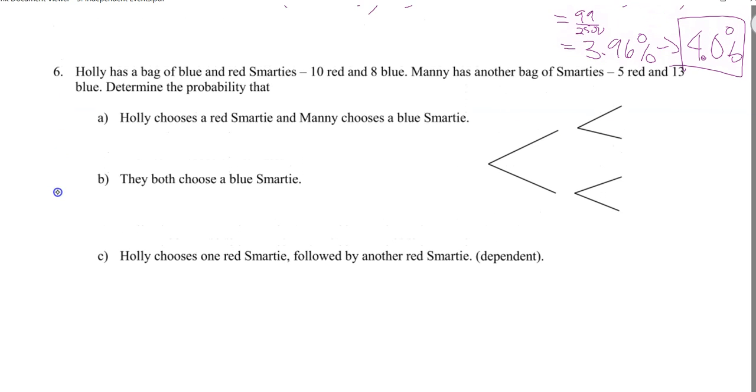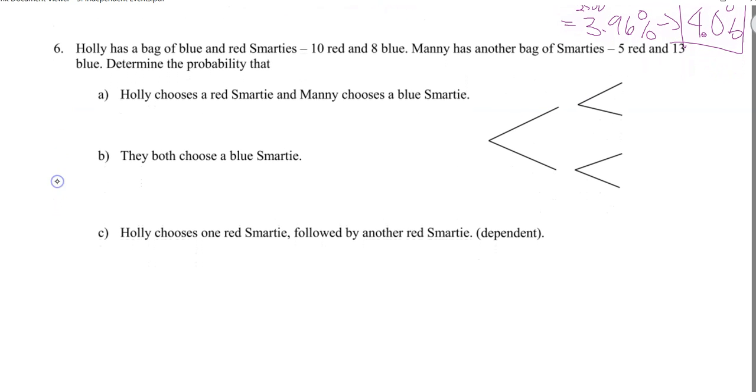Holly and the bag of Smarties. Holly has a bag of blue and red Smarties, 10 red and 8 blue. Manny has another bag of Smarties, 5 red and 13 blue. Determine the probability that Holly chooses a red Smartie and Manny chooses a blue Smartie. So this is Holly, this is Manny. This is red.